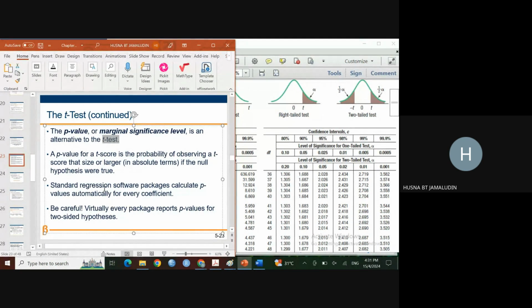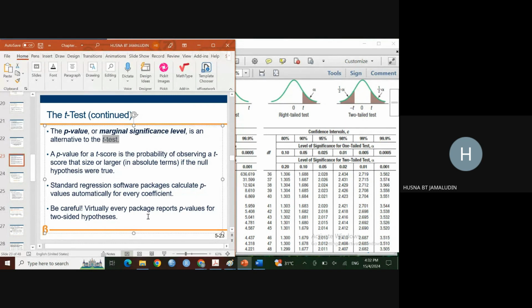Normally, of course, your software, your EViews, will calculate the p-value automatically for every coefficient. So if you have collected your data and run your estimation, you will see this p-value. But if you haven't done it, you don't know where the p-value is located. So be careful.